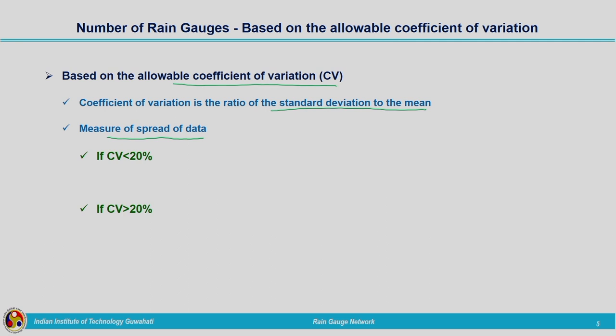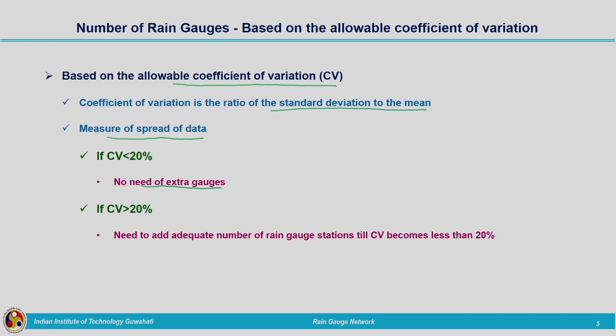So, if the CV or the coefficient of variation is less than 20%, there is no need of extra rain gauges. But in the case of CV greater than 20%, there is a need to provide some more rain gauges along with the existing rain gauges in a particular area. So, there is a need to add an adequate number of rain gauge stations till CV becomes less than 20%. After adding the rain gauges, we can collect the data from them, and based on that we will again calculate the CV. If it is coming less than 20%, then the number which is provided is optimal.